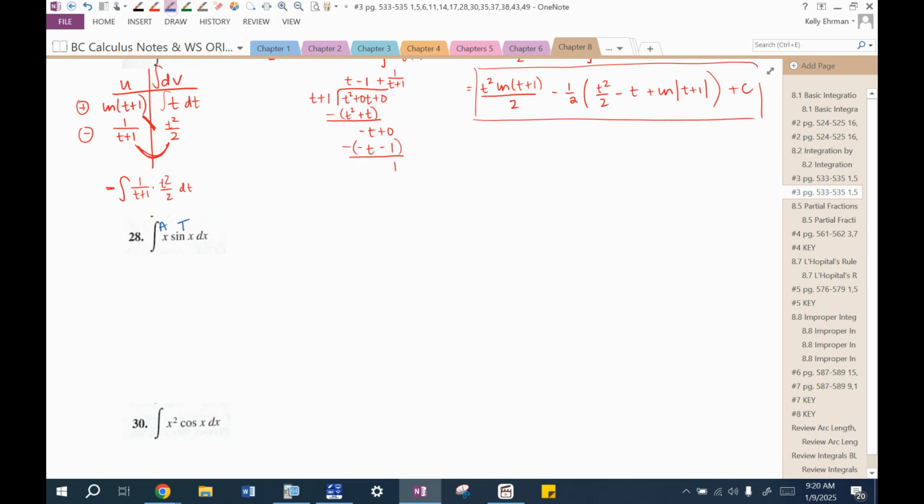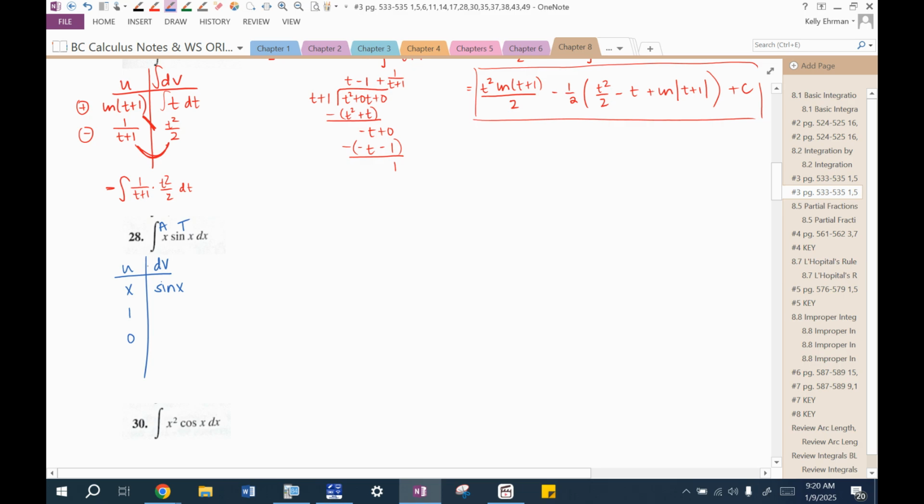U and dv. U has to be the algebraic. dv has to be the trig. I love when you use algebraic because I know where to stop and I get right down to the final answer. So the derivative of x is 1. The derivative of 1 is 0.